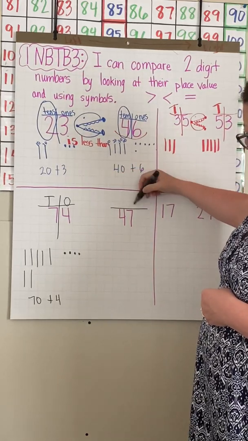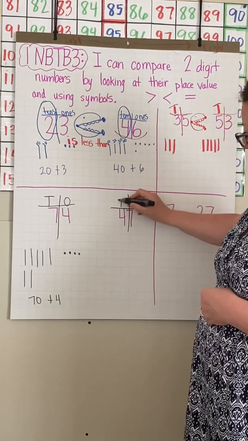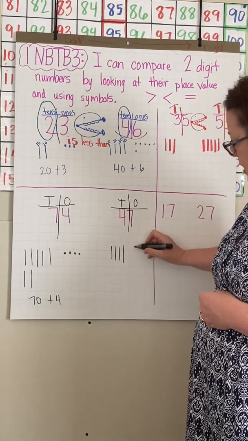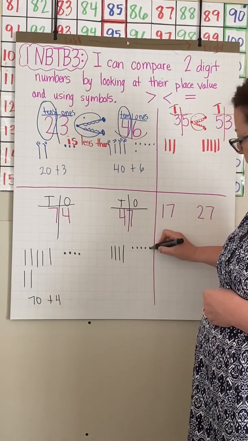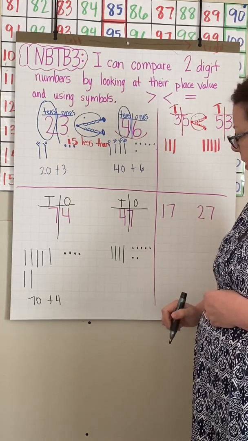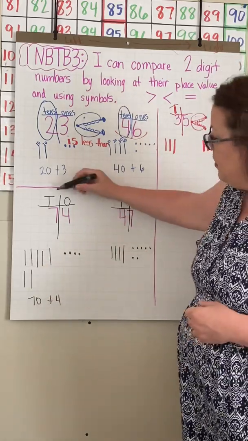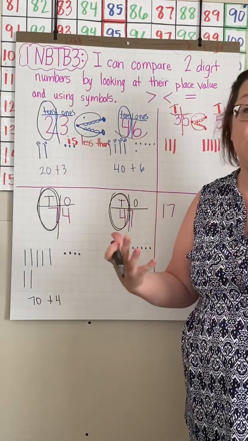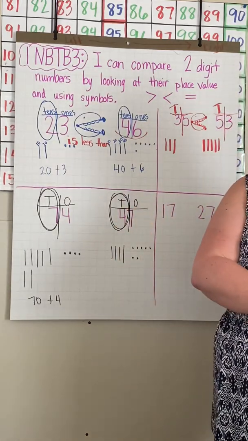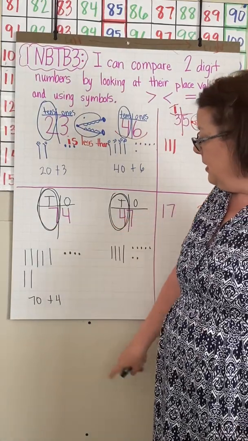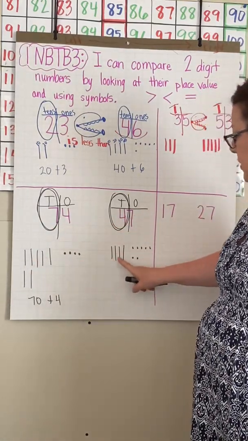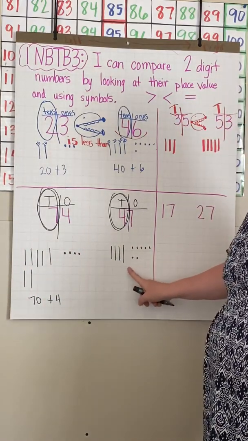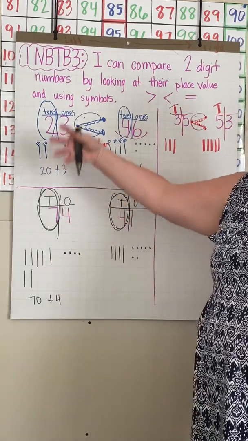Over here, we have this number. We have our tens place and our ones place. We have 10, 20, 30, 40, and 4, 5, 6, 7 ones. If I'm going to compare my numbers, I want to look at the place value that's bigger. So we know that the tens place is always going to be bigger than the ones place, right? So we're going to compare that tens place first. So here I can see that there are 7 tens, and over here there are 4 tens. So I know that 7 is more.